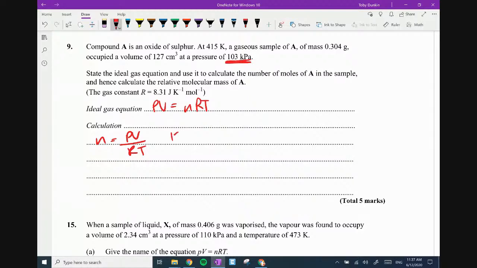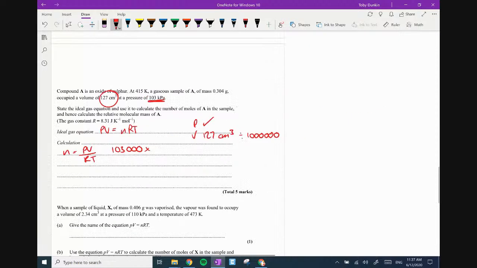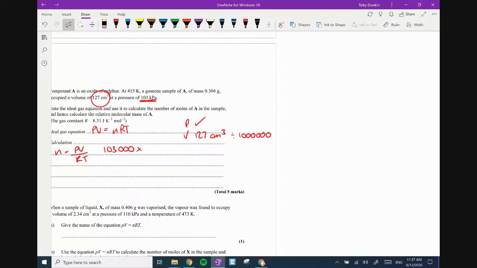So 103,000 pascals multiplied by the volume. Aha, they're so mean. So the P has been converted. The V, which is 127 centimeters cubed, divide it by 1,000,000. Holy mackerel. So that's just going to be 127 divided by 1,000,000, count my zeros, 6 zeros, done. So I get 1.27 times 10 to the minus 4.